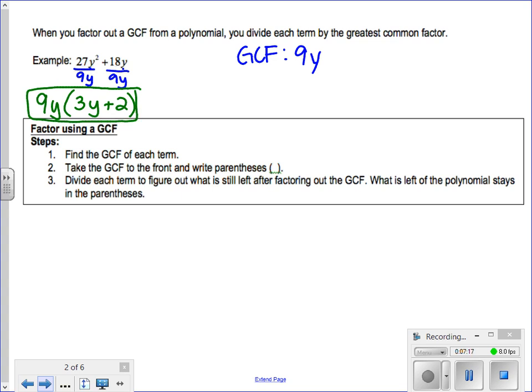From factored form, I'm able to get back to the original by distributing 9y to both terms. But in order to be fully factored, you have to have the GCF out in front of the original. So here are the steps to factoring using a GCF. First is identify the GCF. Second, take the GCF to the front and write the parentheses, just how I finished my answer up above. Third, divide each term to figure out what's still left after you factor out the GCF.